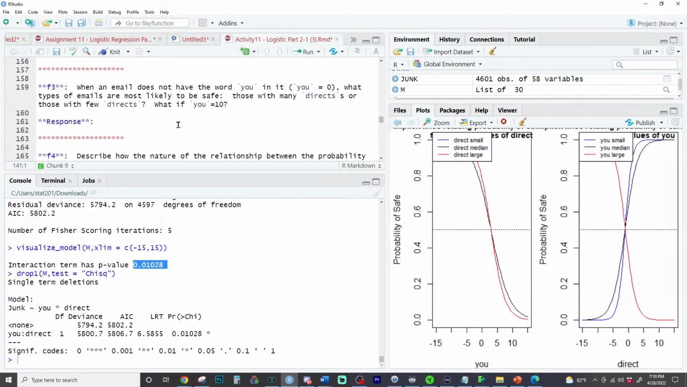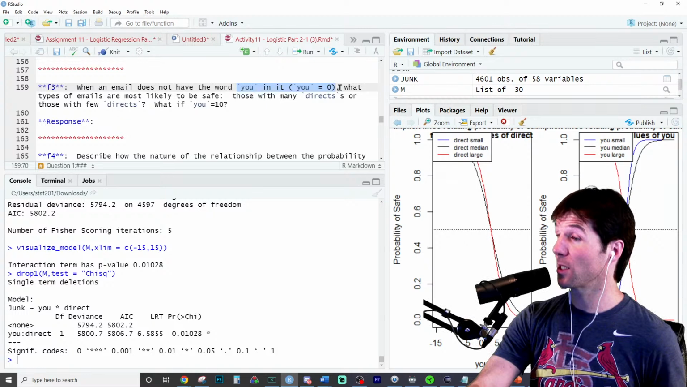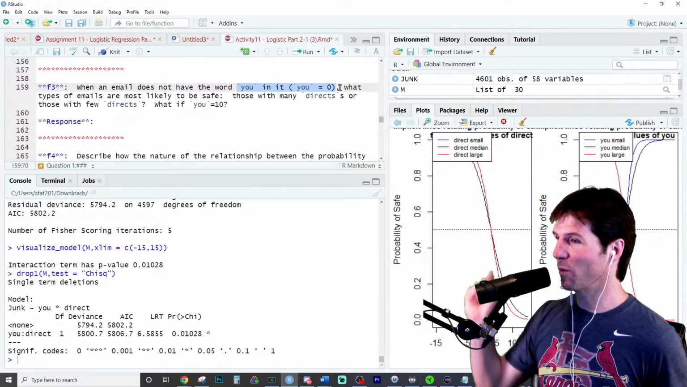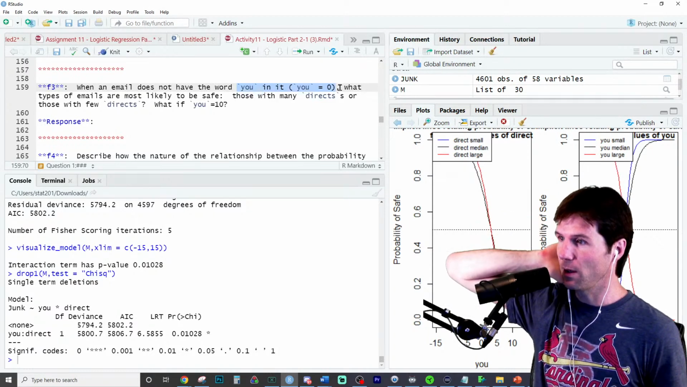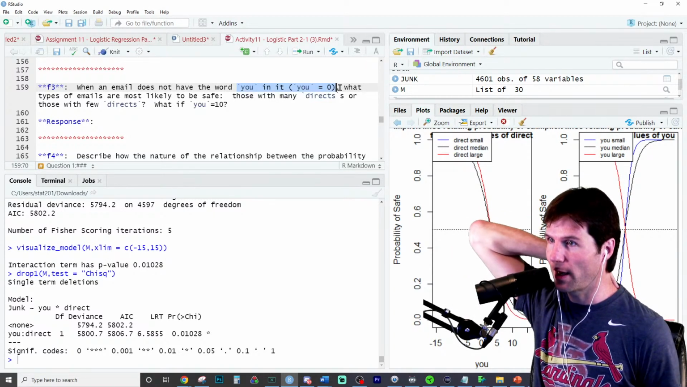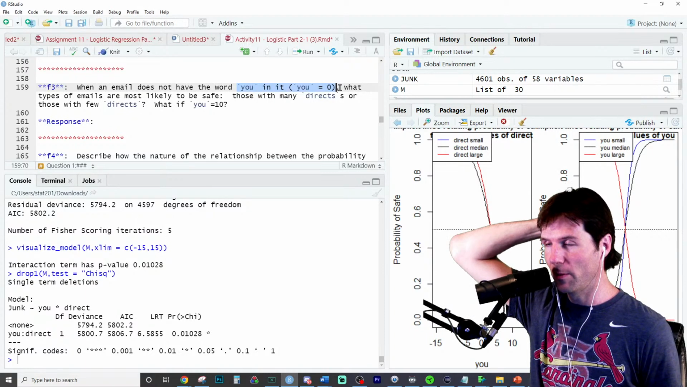Wish it showed you that, but when an email does not have the word U in it, U is equal to 0, what types of emails are most likely to be safe? If U is not in an email, what would be the possible value? Just think of words right here. Now we're on this graphic, but if U is in an email 0 times, what email would be most likely to be safe?